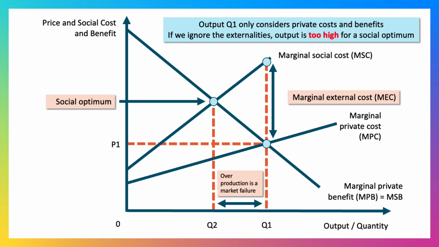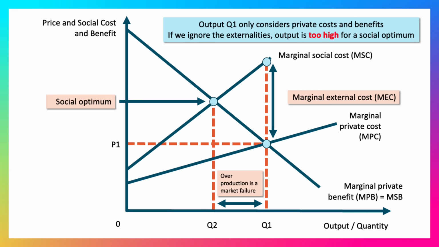A common question concerns the welfare effect of negative externalities from production. And here's a perfectly good diagram that students might draw. The output Q1 only considers private costs and benefits. It's the intersection of MPC and MPB. But if we ignore the externalities, output is too high for a social optimum. We prefer to be at Q2, where marginal social cost meets marginal social benefit. And hence there's an overproduction here, a market failure, if the market only prices in the private costs and benefits.